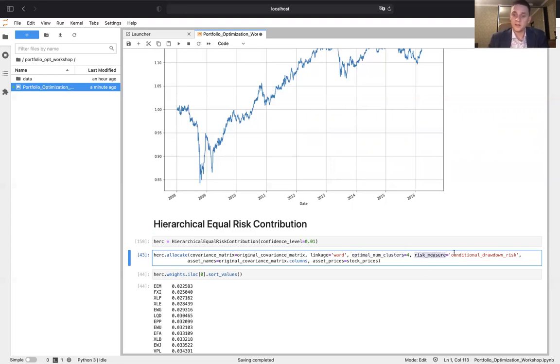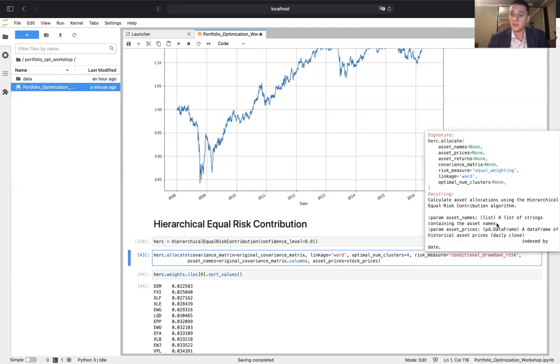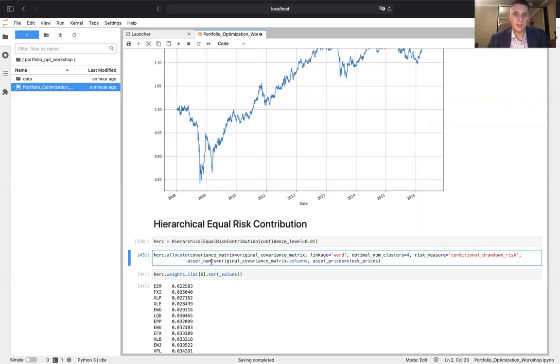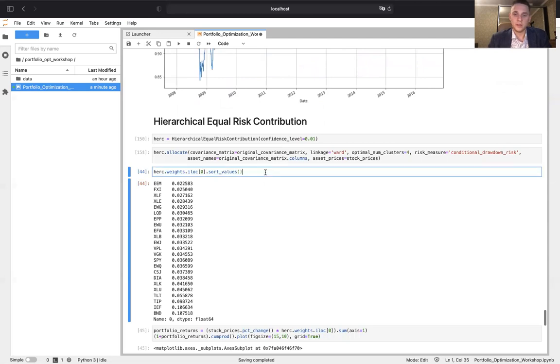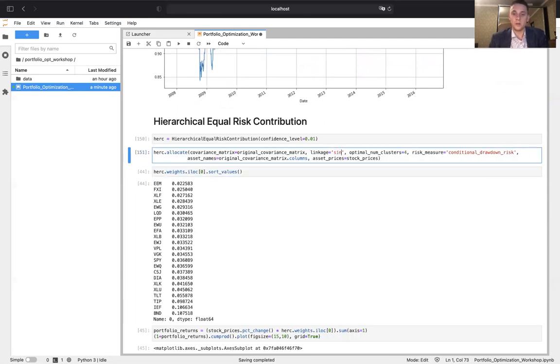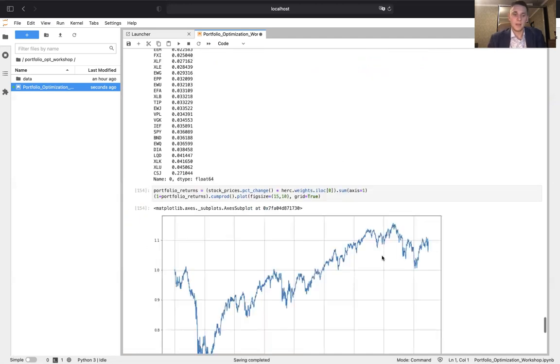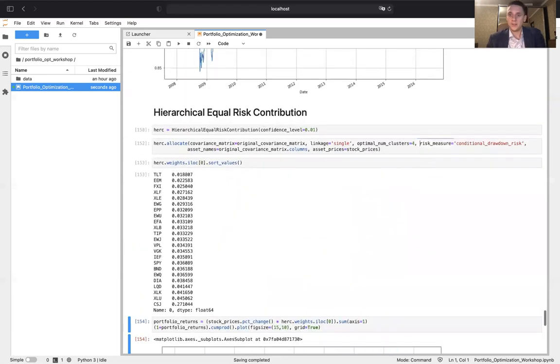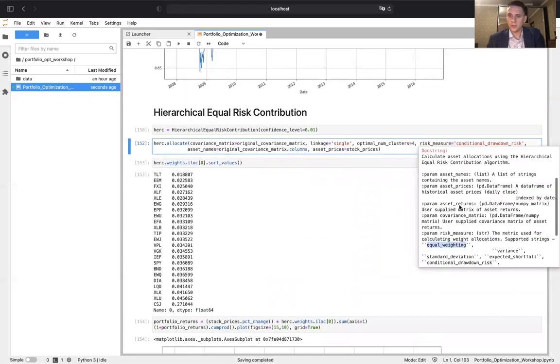You can specify the risk measure, which can be either conditional drawdown risk, equal weighting, variance, standard deviation, or expected shortfall. We specify asset names and stock prices here. So the Herc algorithm did its job. You can also play around with linkage methods. And here we have generated a portfolio. Let's say here we would like to use the equal weighting scheme.